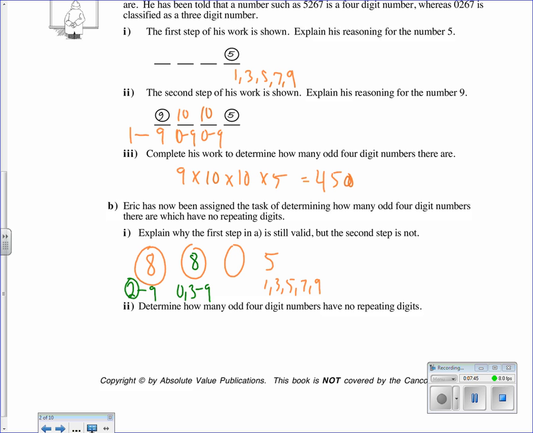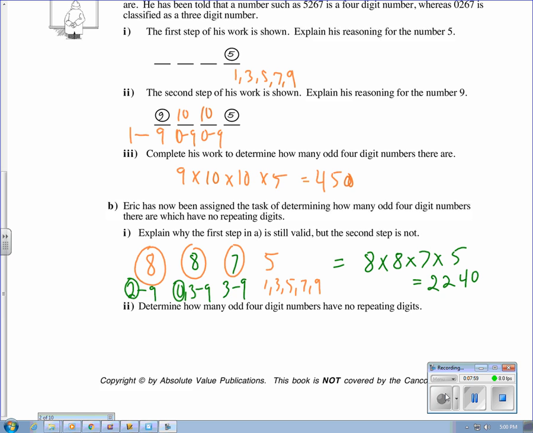And then again, if I take out one of those numbers, I'm going to take out the number 0. Then how many choices do I have left? Then I have 3 through 9 left, which is a choice of only 7 numbers. So now I get to multiply those choices together. 8 times 8 times 7 times 5 is how many 4-digit numbers there would be with no repeating digits.